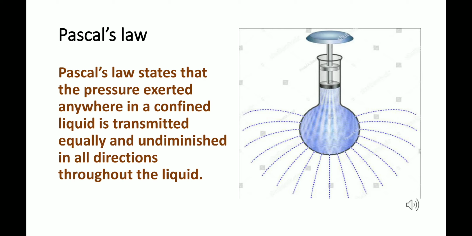So now we have a law which is known as Pascal's law. And what does it say? Pascal's law states that the pressure exerted anywhere in a confined liquid is transmitted equally and undiminished in all directions throughout the liquid. So you can see this is a Pascal's equipment. Now there is a piston to move up and down to create and reduce pressure over there.